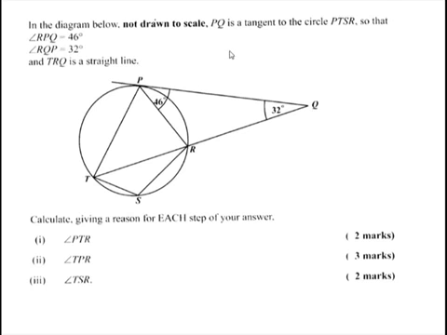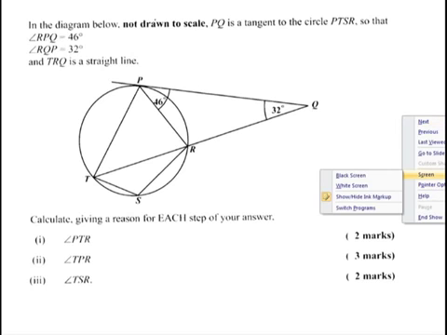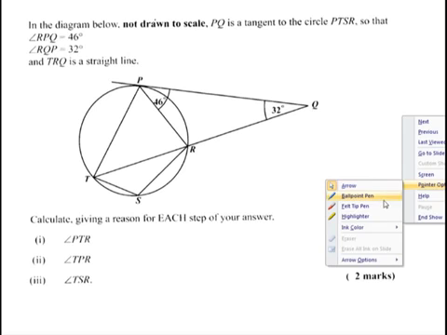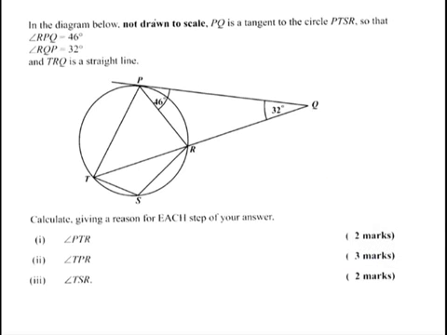In the diagram below, not drawn to scale, PQ is a tangent to the circle PTSR. So angle RPQ is 46 degrees, angle RQP is 32 degrees, and TRQ is a straight line. So what we're going to do is examine all this information to make sure we understand what's going on. I'm going to carry through the thought process as to how you solve a problem like this.